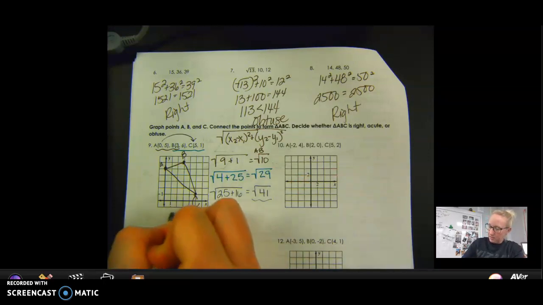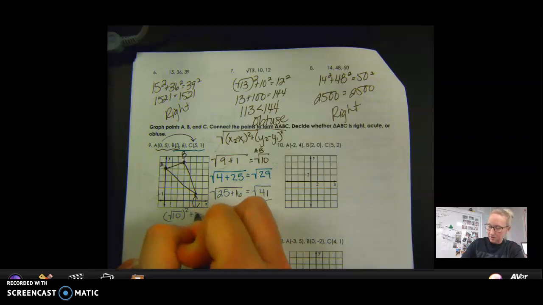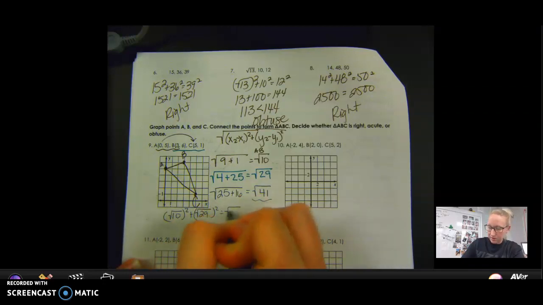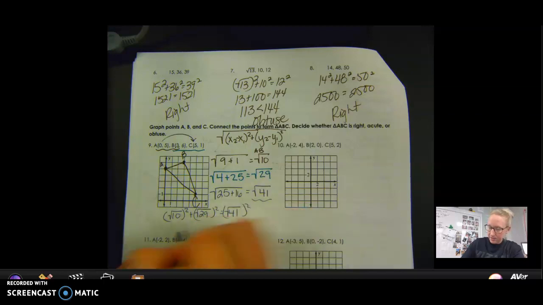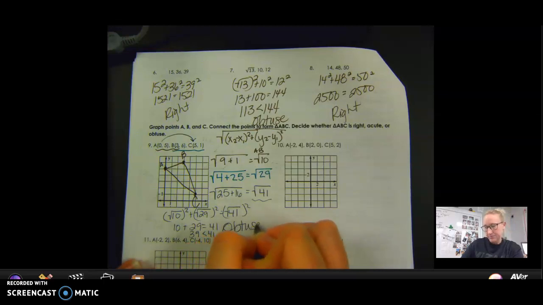So it would be square root of 10 squared plus square root of 29 squared has to equal square root of 41 squared. That's just 10 plus 29 has to equal 41. Well, 10 plus 29 is 39. 39 is less than 41, so this is actually an obtuse triangle.